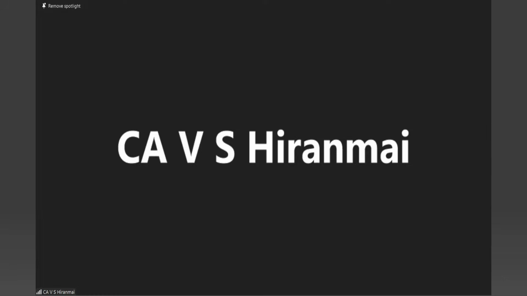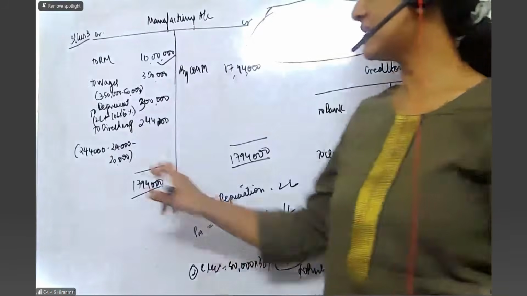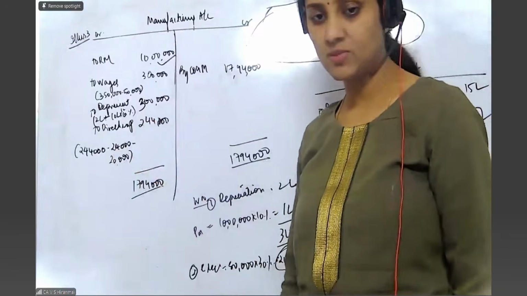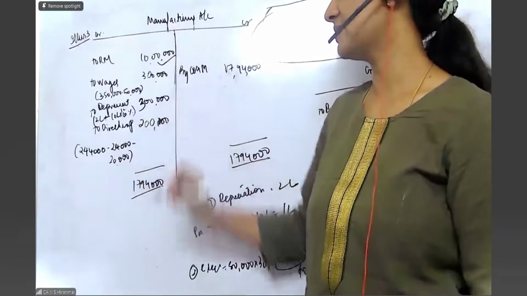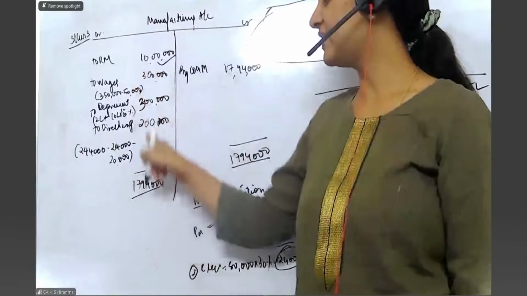So 2,44,000 minus 24,000 minus 20,000. So it will come to 2 lakh rupees. Is this clear? So we have revised everything.